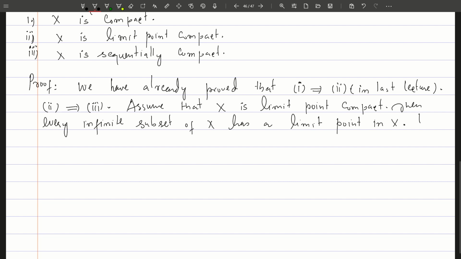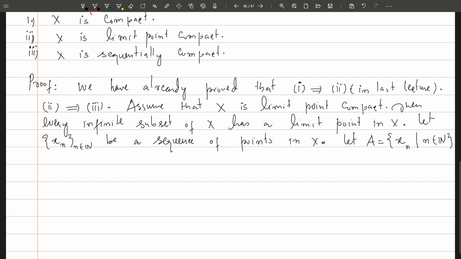Now let us consider a sequence. Let xn, where n is in N, be a sequence of points in X. Now, what do we have to prove? We have to prove X is sequentially compact, so we have to prove every sequence of points in X has a convergent subsequence. So for this sequence, we have to prove it has a convergent subsequence. Let us take the set A, which contains the terms of this sequence. Let A be the set of terms of the sequence, n in N.